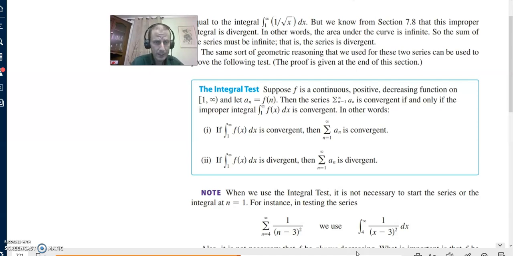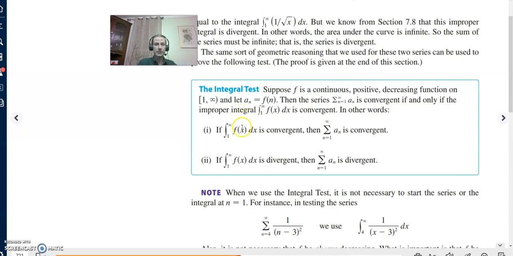So, in a lot of situations, you have a series that's defined by a function. In other words, the nth term of the series, a_n, is equal to f(n) for some function. If that function happens to be continuous, positive, and decreasing on the interval from 1 to infinity, then we can apply the integral test to see if the corresponding series, the sum from n equals 1 to infinity of the f(n)'s, is going to be convergent.